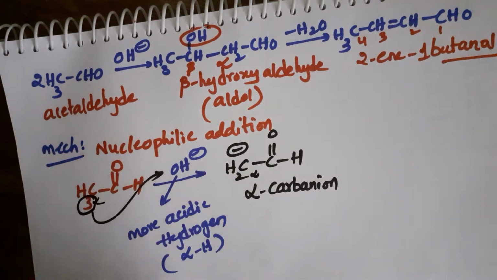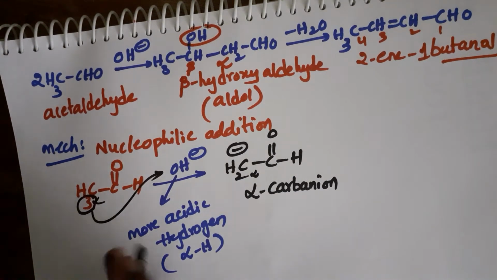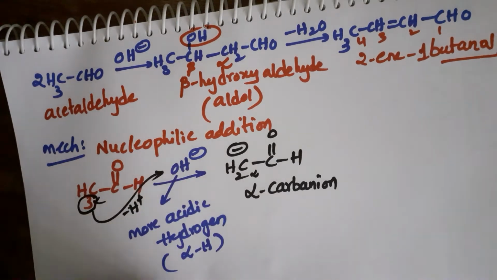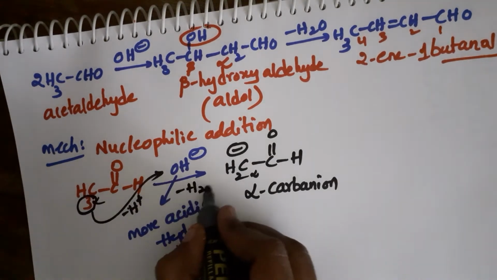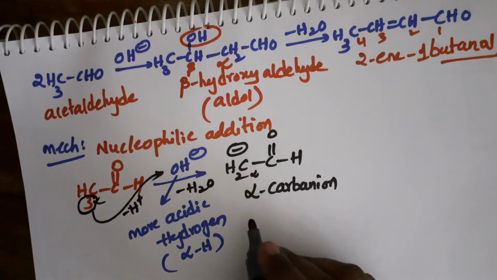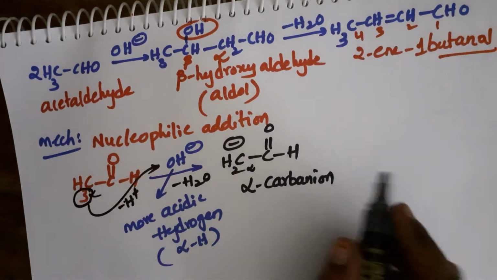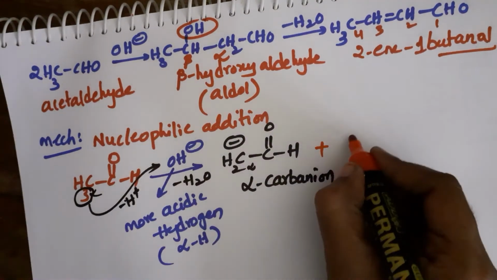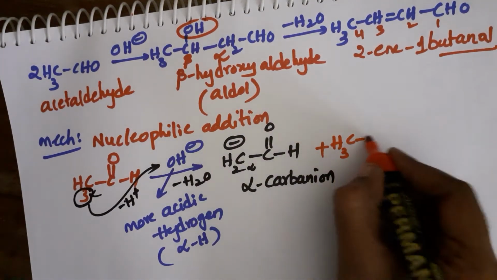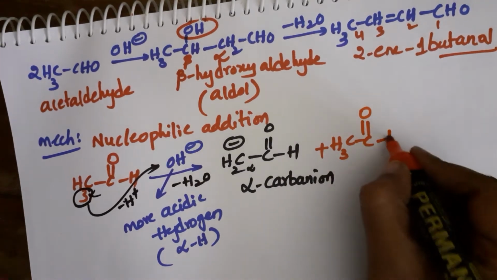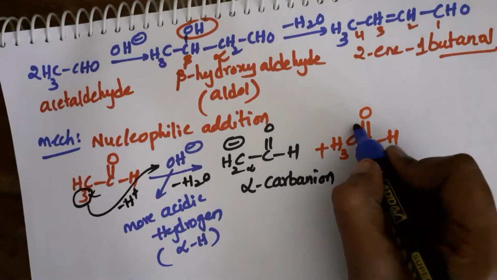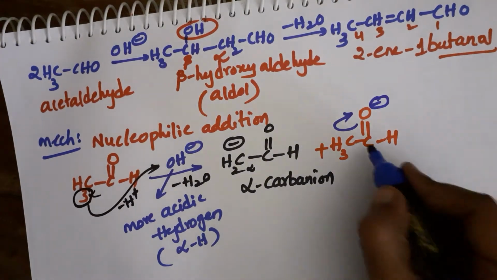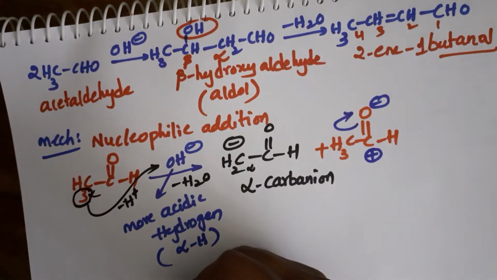First, the base will attack the more acidic hydrogen, as it is removed as H plus. Here, together, it is removed as minus H2O. Okay? And first an alpha carbanion is produced. Then it attacks our second aldehyde, one more aldehyde we are taking now. Here the pi electrons shift towards the oxygen, then oxygen carries negative charge and the carbon carries positive charge.